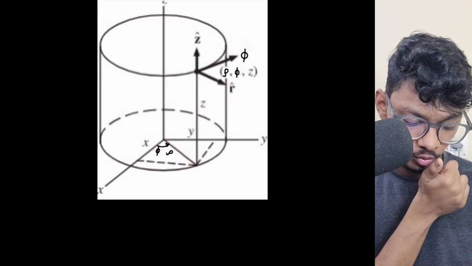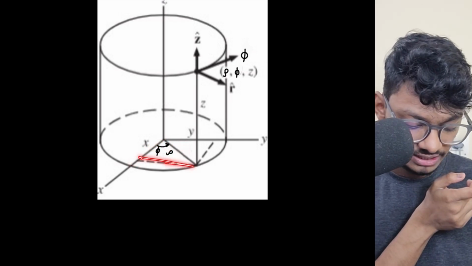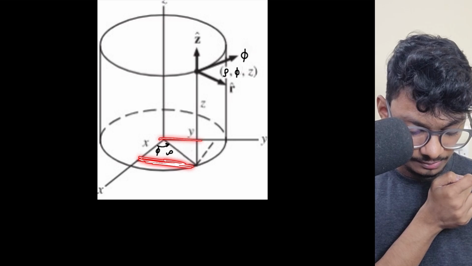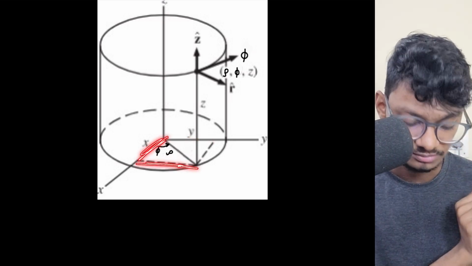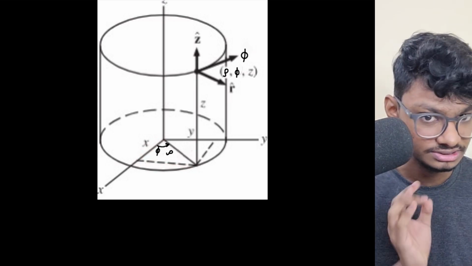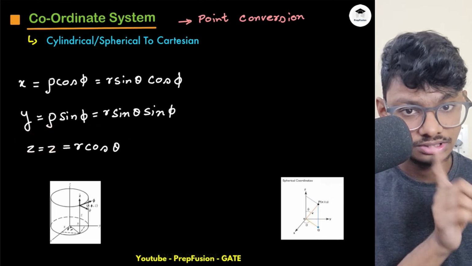Now if I do rho cos phi, hypotenuse times the cos of the triangle, I will get the base. And if I do rho sin phi, I will get the height. Height is basically parallel to the y axis, so it is simply the y axis component, and this is simply the x axis component. This doesn't have any information regarding z axis. Z is simply z for the cylindrical coordinate system.